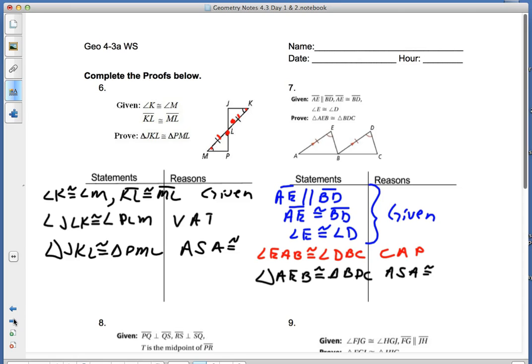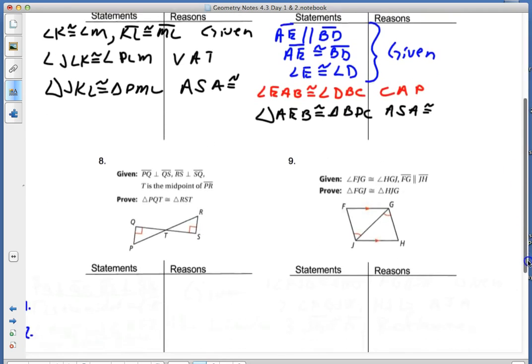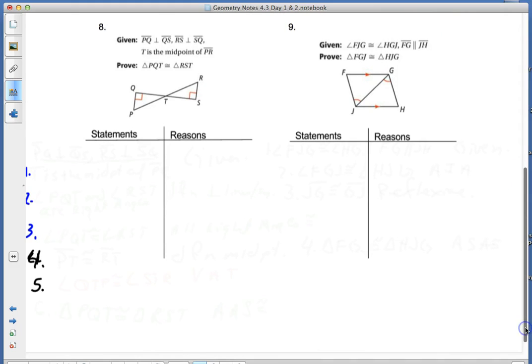Okay, let's look at 8. Again, I look at my given. I mark up my diagram based on my given. Okay, hey, I got the perpendicular two-step. Bloom's talked about this one already today. I got two segments or lines perpendicular. They're going to make right angles. All right angles are congruent. That's the two-step. Okay, then I'm looking at bow tie. I got bow tie going on here. This is vertical angle theorem.